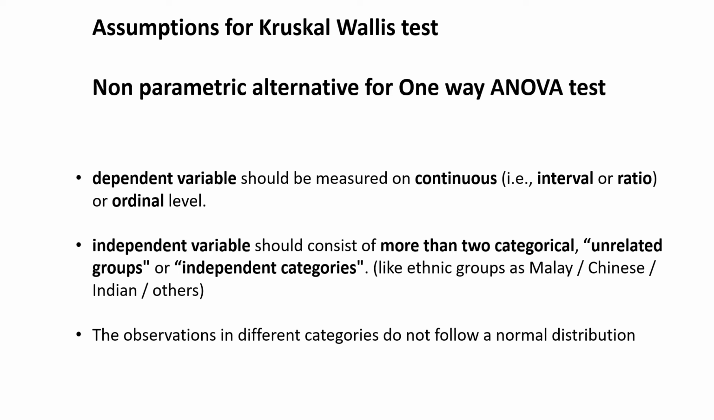The independent variable should consist of more than 2 categorical, unrelated groups or independent categories. For example, ethnic groups in Malaysia like Malay, Chinese, Indian and others. Those are independent categories, more than 2 independent categories. Observations in different categories do not follow a normal distribution. These are the assumptions for the Kruskal Wallis test, which is a non-parametric alternative for the one-way ANOVA test.